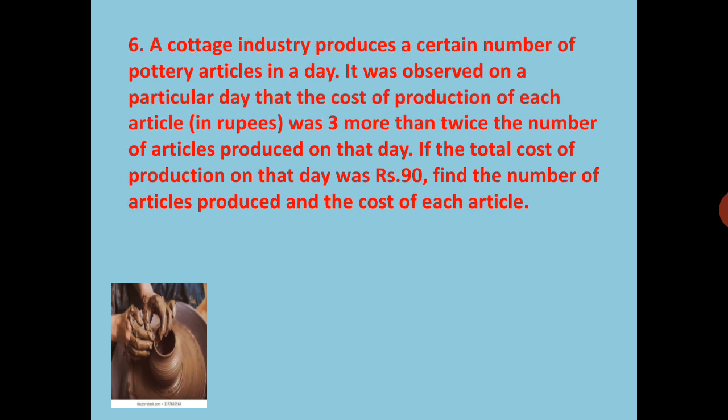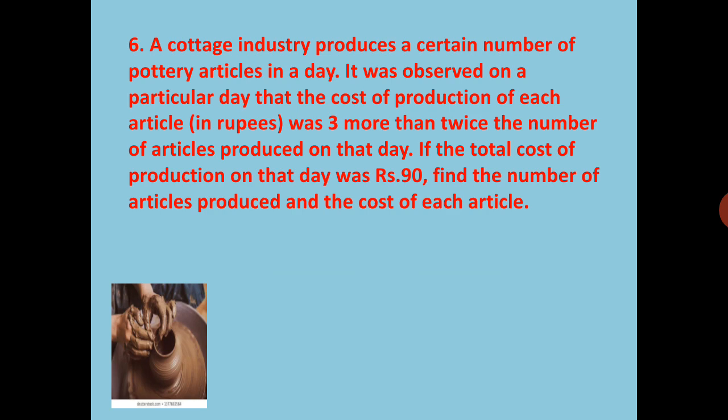That is 6th question. A cottage industry produces a certain number of pottery articles in a day. It was observed on a particular day that the cost of production of each article in rupees was 3 more than twice the number of articles produced on that day. So, two things are being considered: number of articles produced in a day and the cost of production of each article. So, we are talking about these two things.